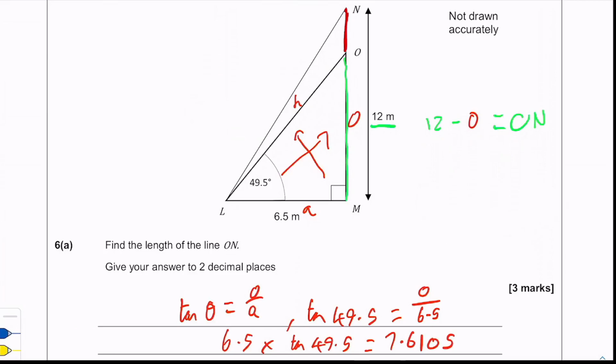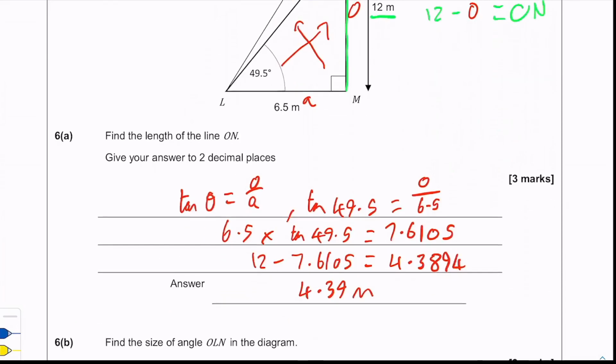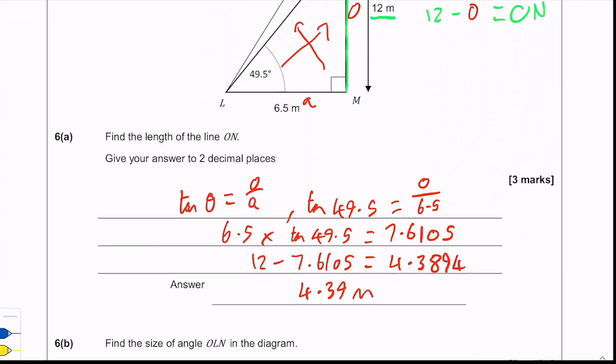And then all we need to do is what we said before, so we need to do our 12, take away this length, so 12, take away 7.6105, and then that gets us 4.38948 and 9 and 4. So to two decimal places, that is going to be 4.39, and the units are meters, aren't they? Yep, so that's the answer for part A. Just realised you couldn't see the bottom two lines, but there you go. If you need a minute to have a look at them, just pause the video.